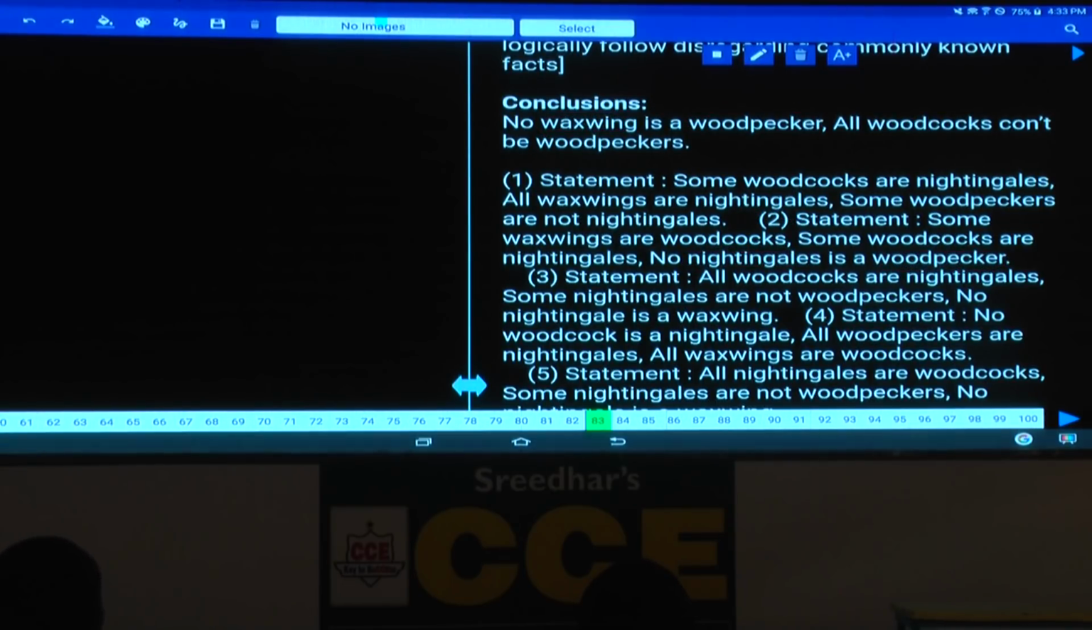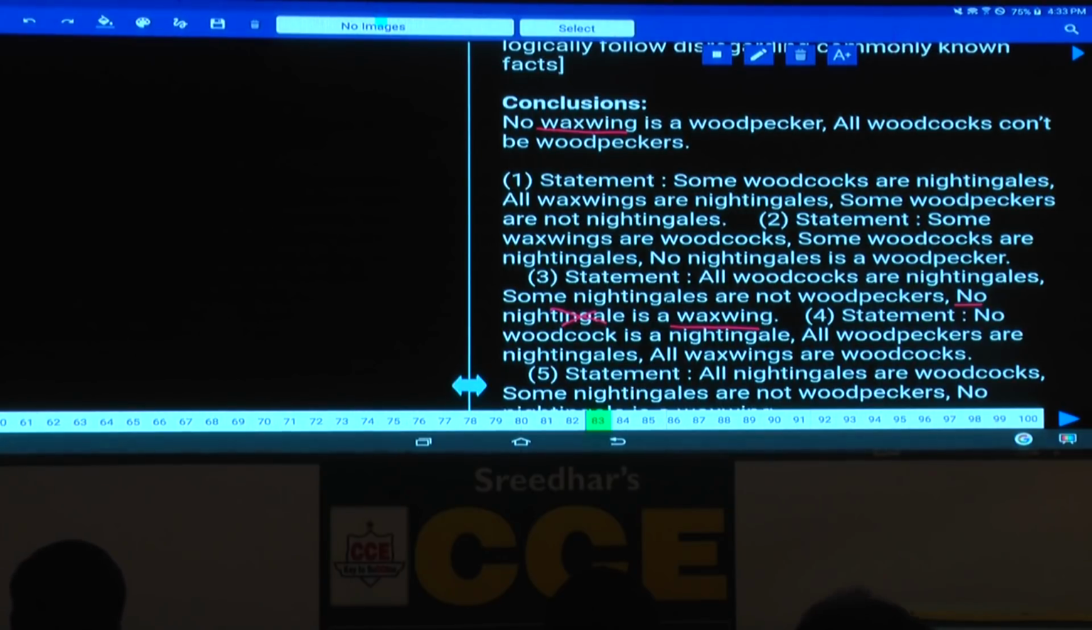Now in choice 3, all woodcocks are nightingales, some nightingales are not. Now no nightingale is a waxwing. Here waxwing is present and nightingale should go out, and woodpecker should come in its place. Now the statement must be between nightingale and woodpecker. Is there any statement with nightingale and woodpecker? There is a statement, isn't it? As there is a statement here, no nightingales and some nightingales are not woodpeckers.